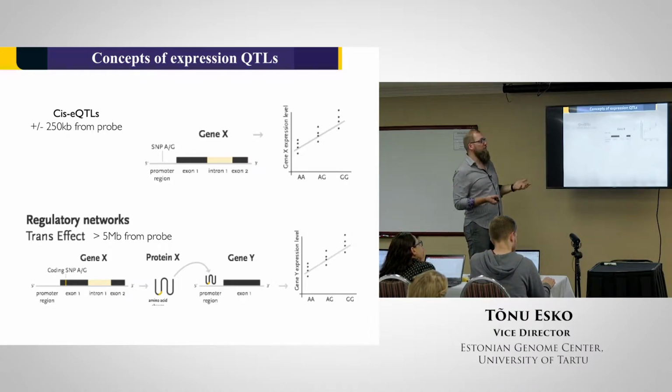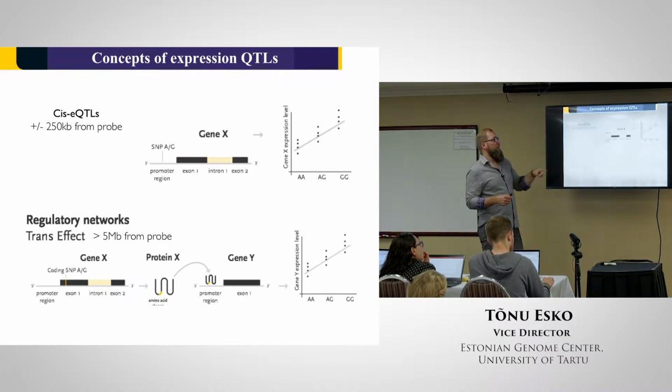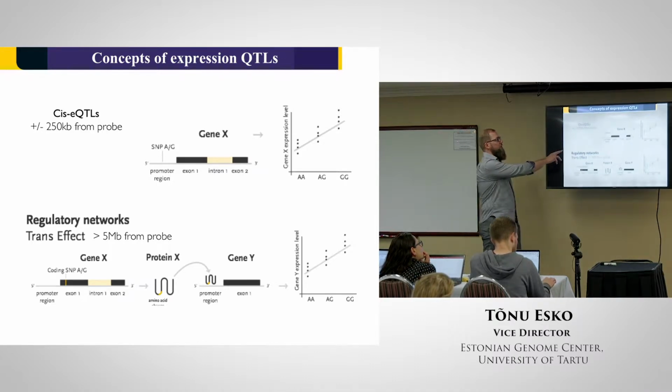So if you do eQTL mapping, you're basically running a local genome-wide association study. Usually it's done plus minus 1 megabase from the gene transcription start site, and then you just scan this region and see which positions or variations have this kind of linear relation. This indicates that there may be some kind of regulatory variant there.